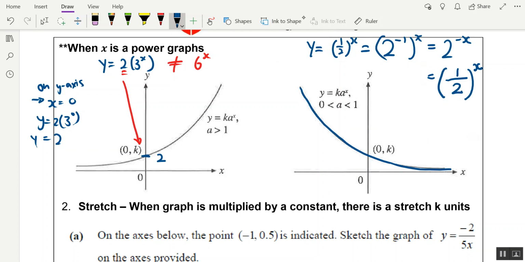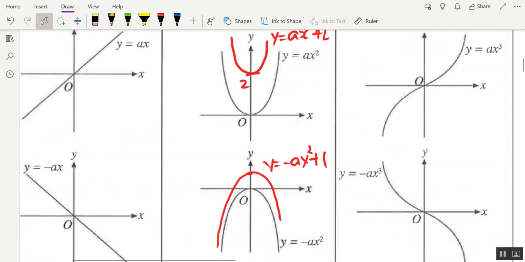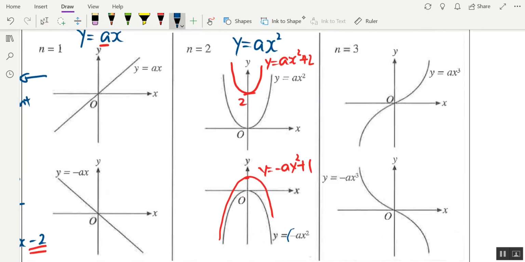Okay, so how do we get this? If I have y equals 2 to the power of x, the blue one is y equals 2 to the power of negative x. When the negative goes to the x only, you are reflecting the positive x to the negative x. It's different from what we did just now. What we did just now is when we put a negative in front of the whole equation, the whole graph will flip from the top to the bottom.